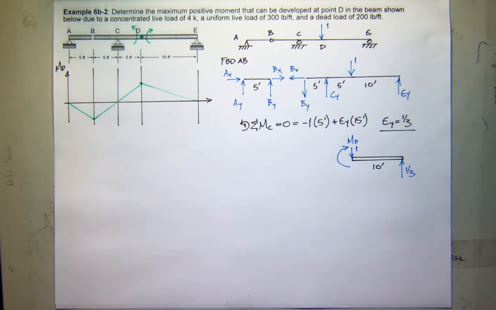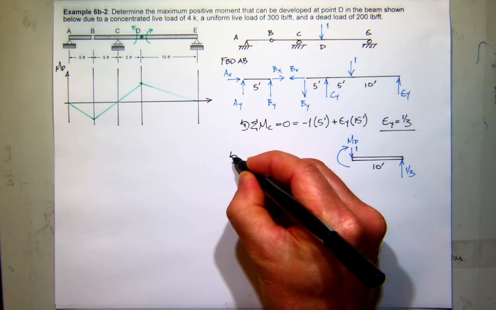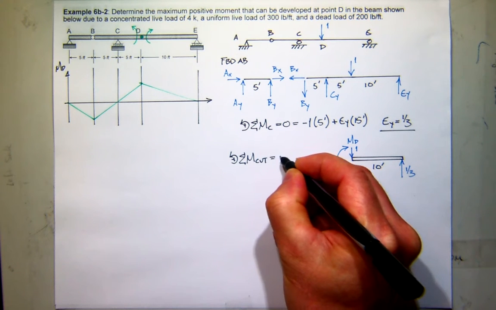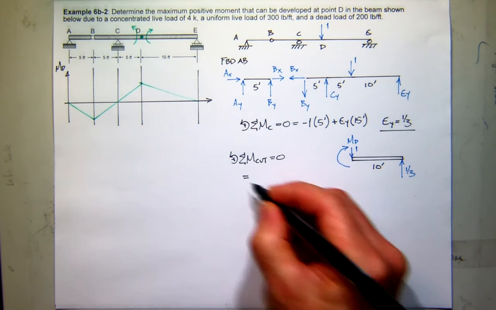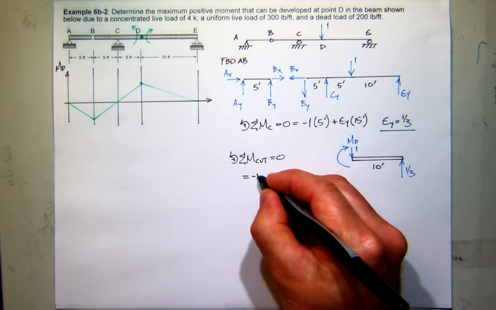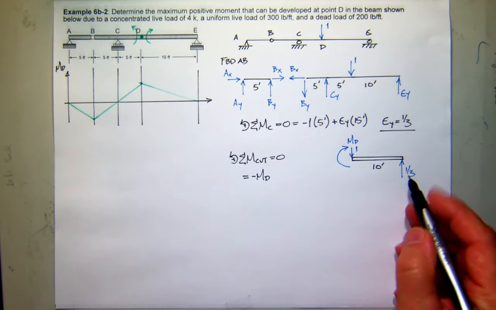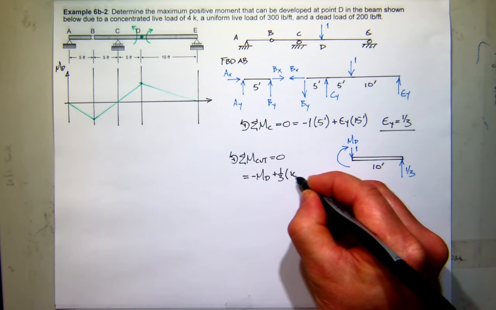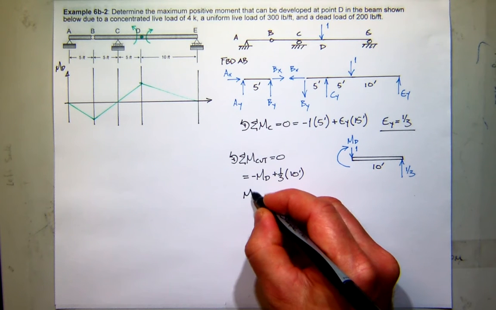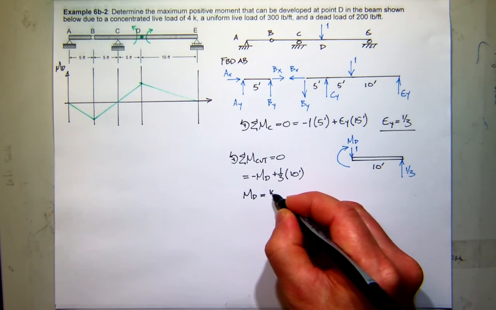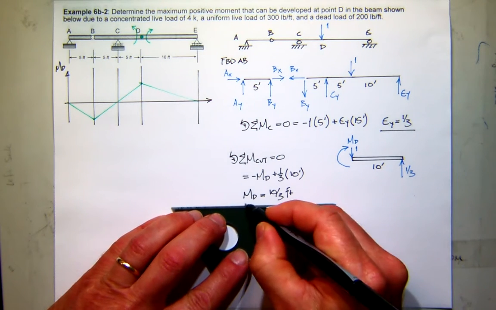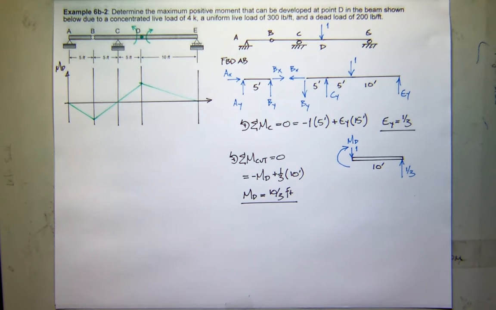So what's the internal moment at D? Well, sum moments at the cut equal to 0. And what do I have? I have the internal moment, which with my sign convention is negative. I have Ey, which creates positive moment with a force of 1/3 and a distance of 10 feet. So the moment at D is equal to 10/3 feet. I know it's kind of odd that it's moments in feet, but remember, the force component has no unit.